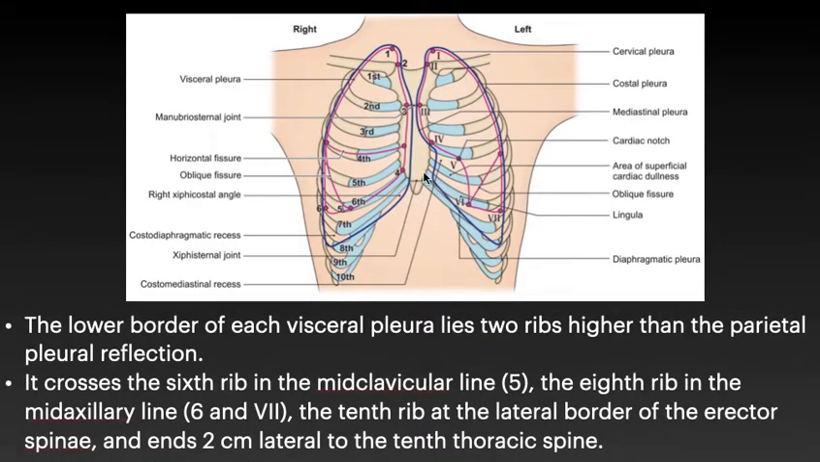The lower border of each pleura lies 2 ribs higher than the parietal pleural reflection. It crosses the sixth rib in the mid-clavicular line, the eighth rib in the mid-axillary line, and then the 10th rib in the lateral border of the erector spinae, and ends 2 centimeters lateral to the 10th thoracic spine.